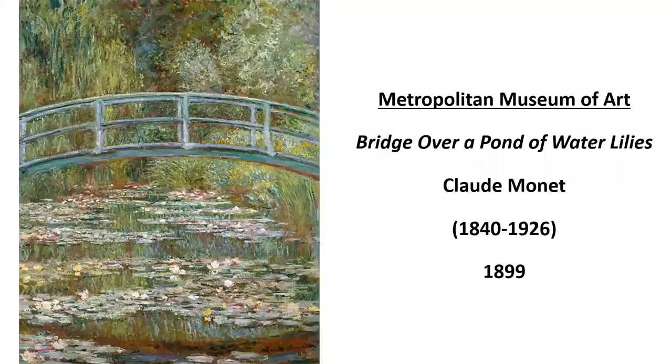This is Bridge Over a Pond of Water Lilies. This is at the Metropolitan Museum of Art, done in 1899. And again, look, when Monet is born, in 1840, so he's 59 years old when he paints this.